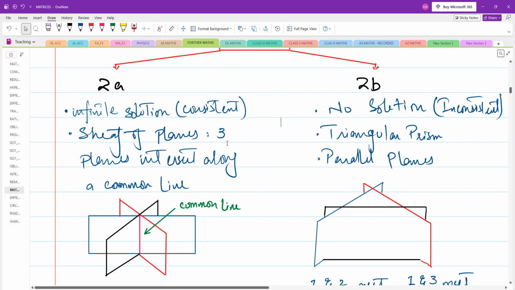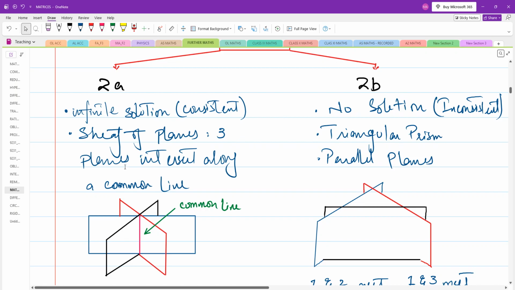Now, coming back to what a consistent system is, a consistent system is when the three equations have at least one solution. So in case 1, where there was a unique solution, in other words only one point of intersection, it's consistent because there is a solution. And if there are infinitely many solutions, it is still true. So a consistent system is a system that has either one or more than one solution. Both unique solution and infinitely many solutions fall under a consistent system.